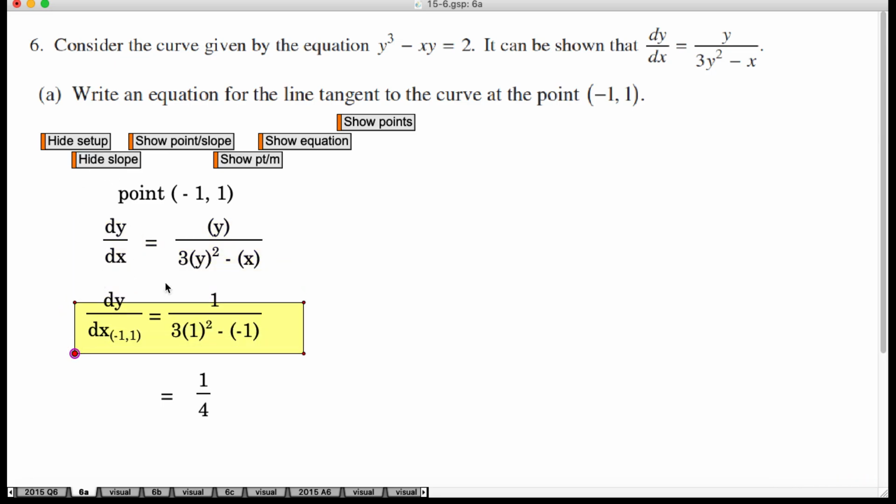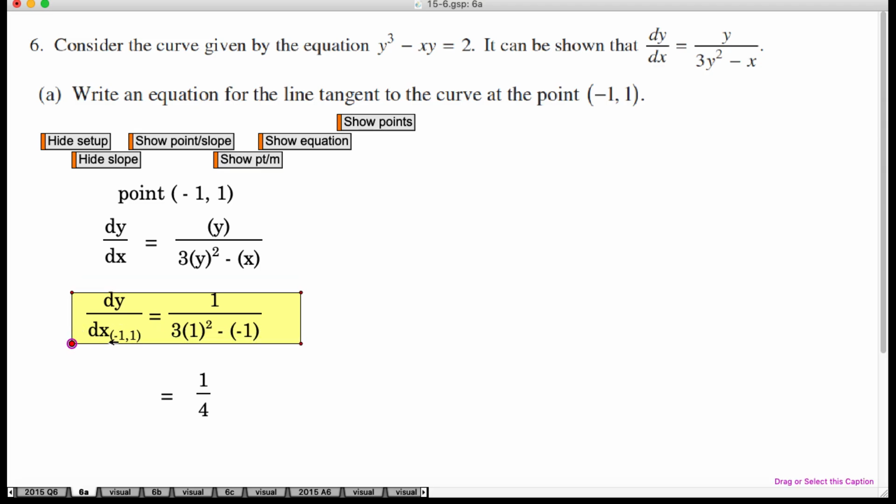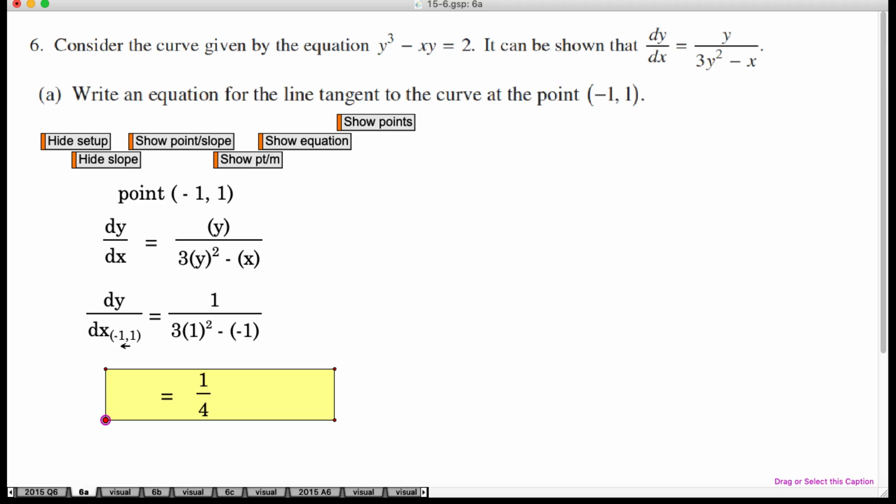Now, this is the equation. This right here is the slope function for anywhere on this curve, any place. And now we want the slope at a particular point. At this point, that's when we plug in the values for x and y into the slope function. And if you just plug them in, you end up getting 3 minus the plus, so it's 1/4. So the slope on the curve at this point is 1/4.